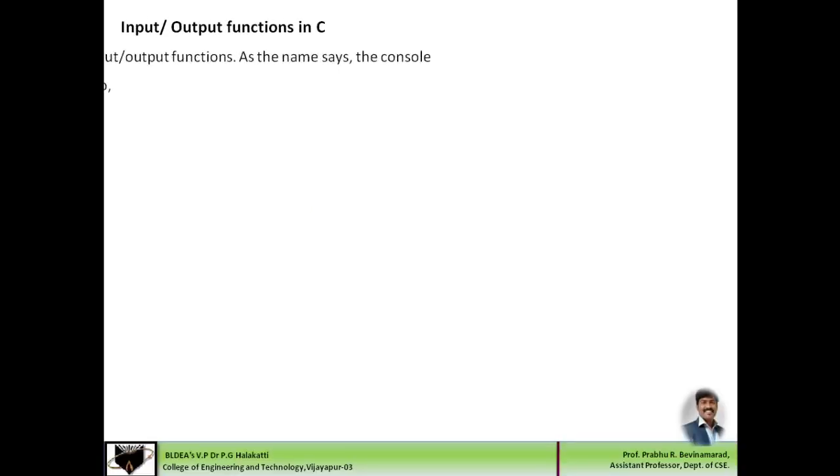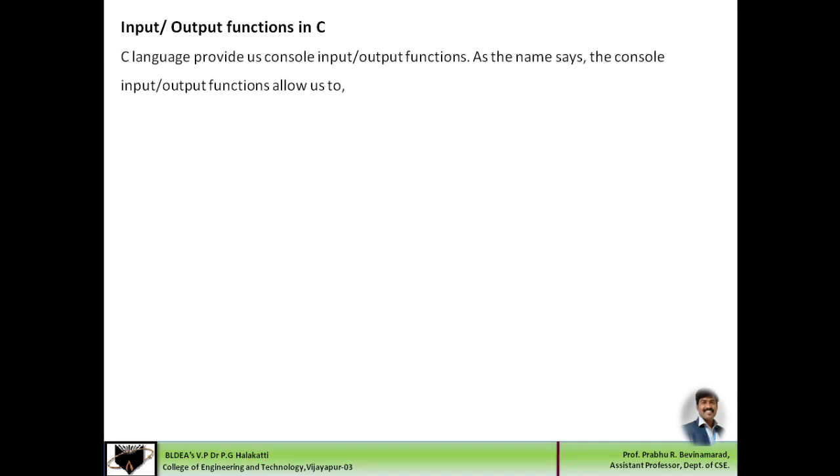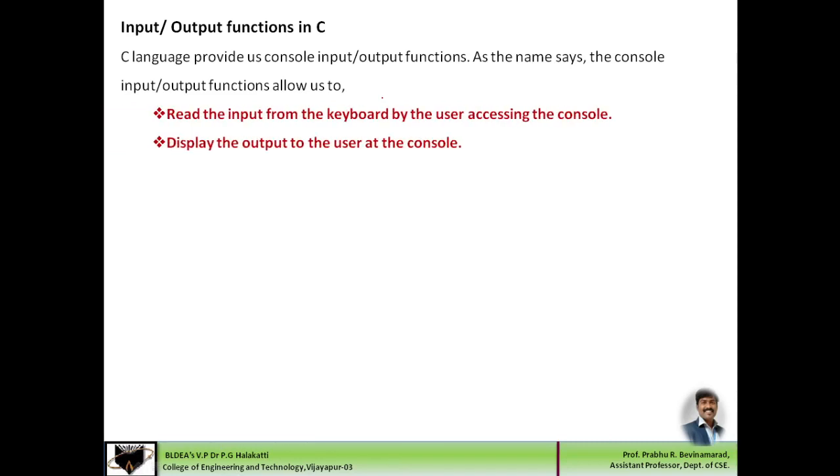Let us define what is exactly meant by input-output functions in C. So in C program, we have some set of functions. Those functions allow us to read input data from the keyboard and allow us to display the data on the screen. So those functions are called input-output functions in C.